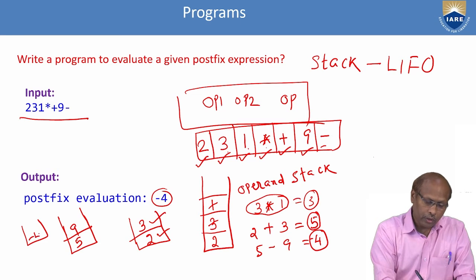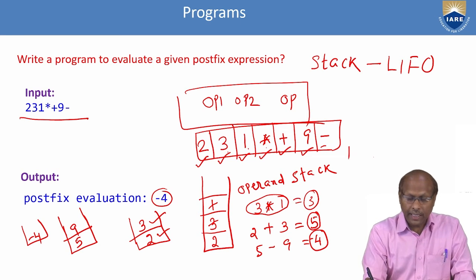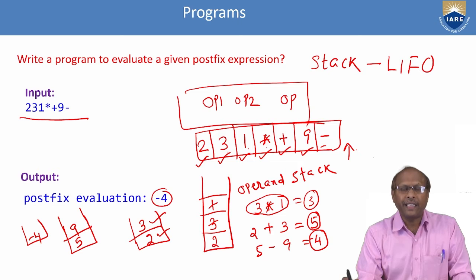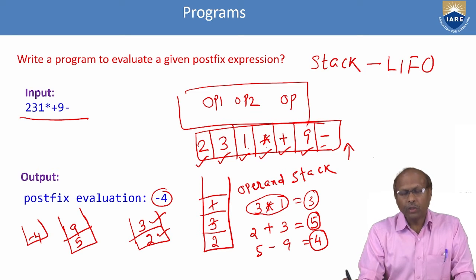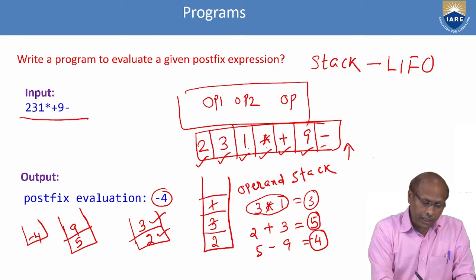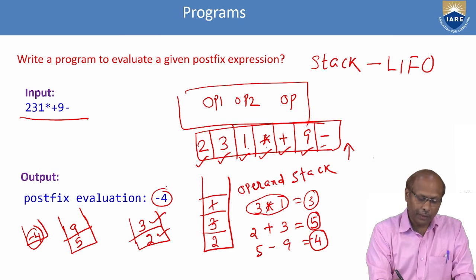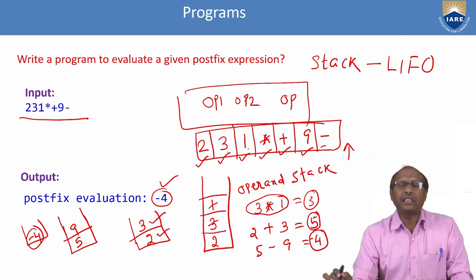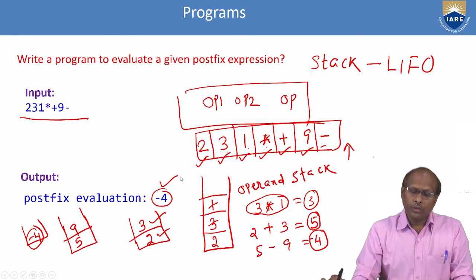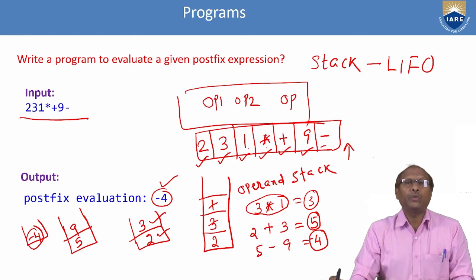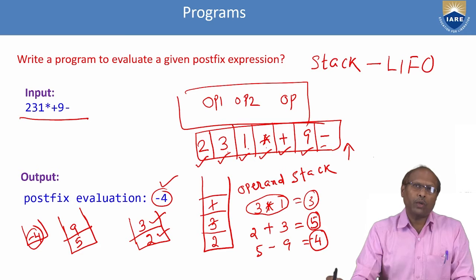So minus 4. Now you reach the end of the expression string, meaning the postfix expression. When you reach the end, whatever value is available in the stack is your answer. So your answer is minus 4. This is what you have to do now. To solve this problem, you have to write a Python program.